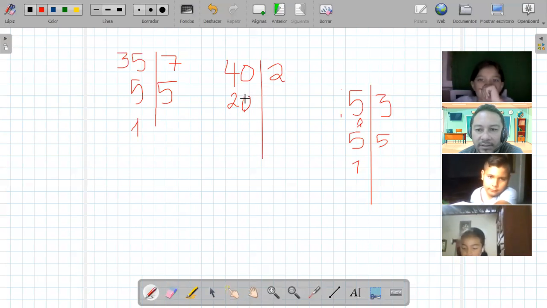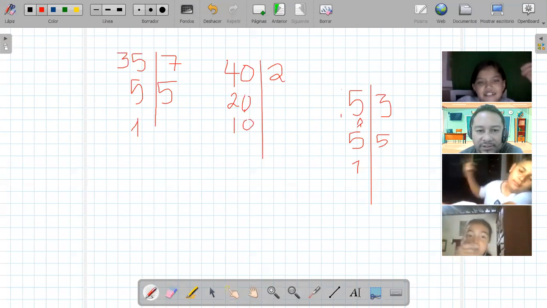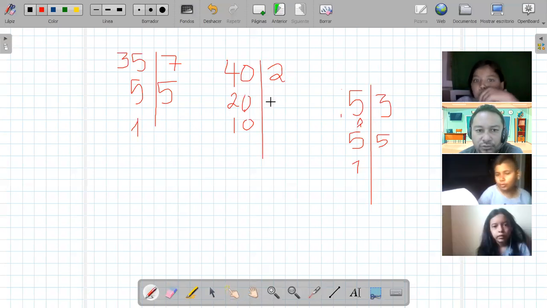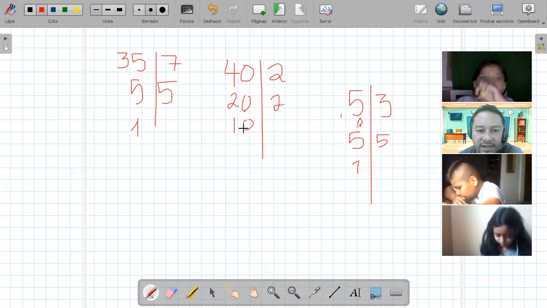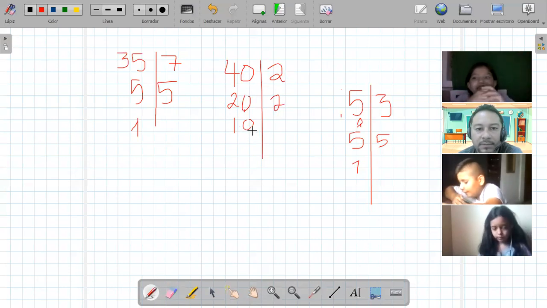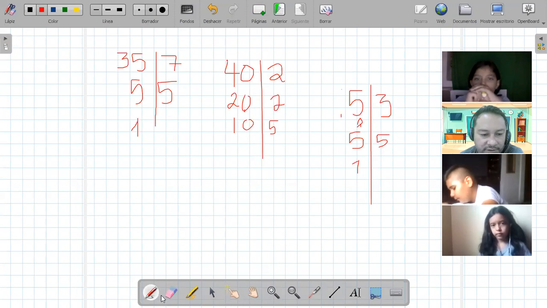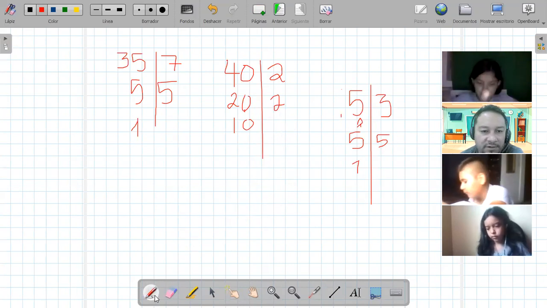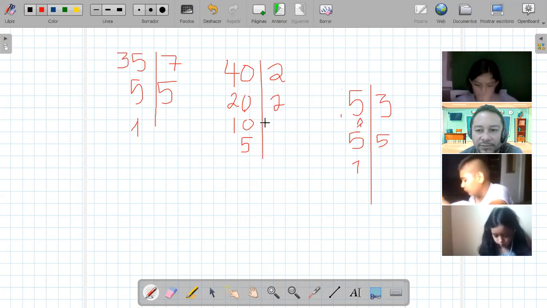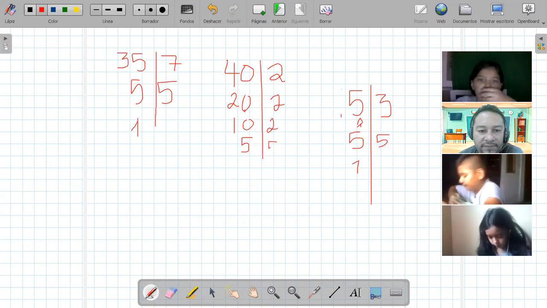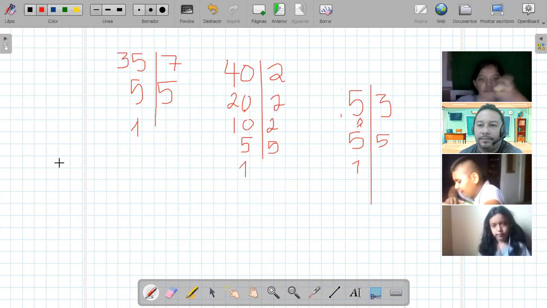What number multiplied by 2 gives 20? 10, mister. I know that it's 10, but what number multiplied by 10 is going to give me 20? 2. Okay. 10 has a half? Yes, that is 5. And what is the half of this one? 2. And then 5 has a fifth. And then the fifth is 1. And finish. That's all.